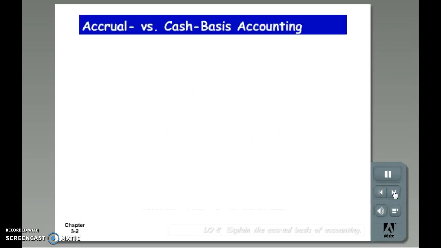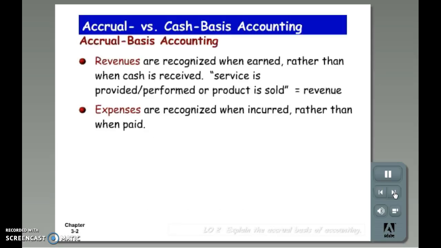Let's compare accrual and cash basis accounting. Accrual basis accounting will be the main focus of this chapter. Accrual basis is required by generally accepted accounting principles. Under the accrual basis, revenues are recorded when they are earned, not necessarily when the company receives the cash.